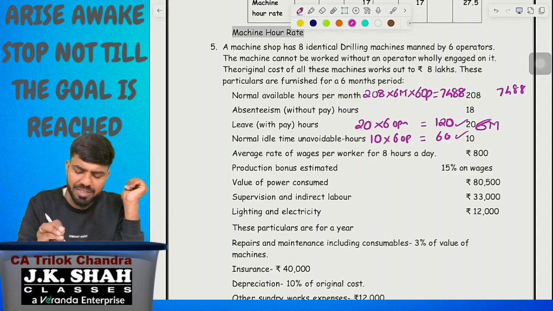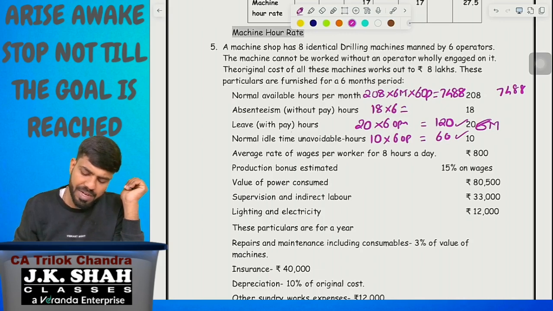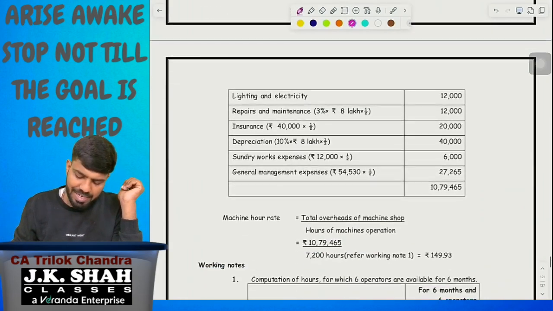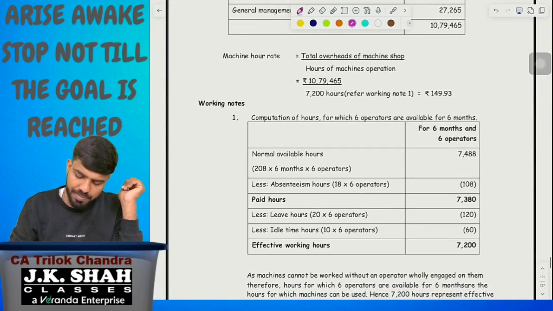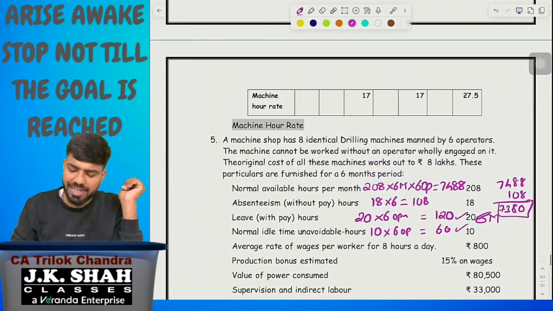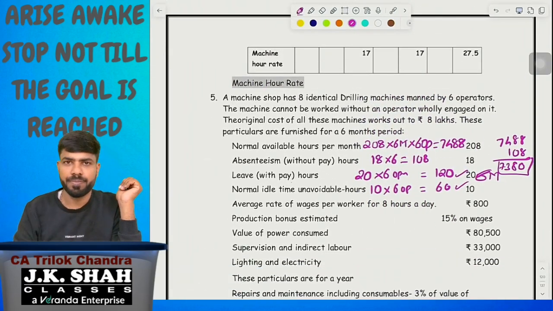So for how many hours will they not get the payment? 18 into 6 operators, 108 hours. So if you exclude 108, it will be 7,380 hours. Look here, 7,380 is the hours paid.